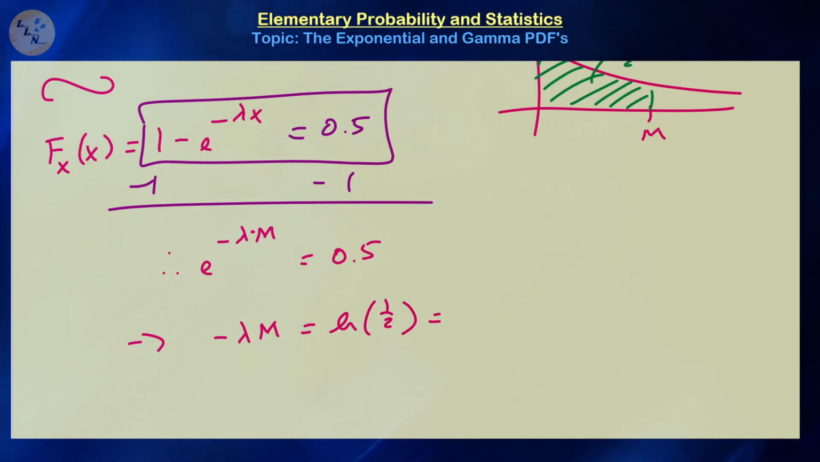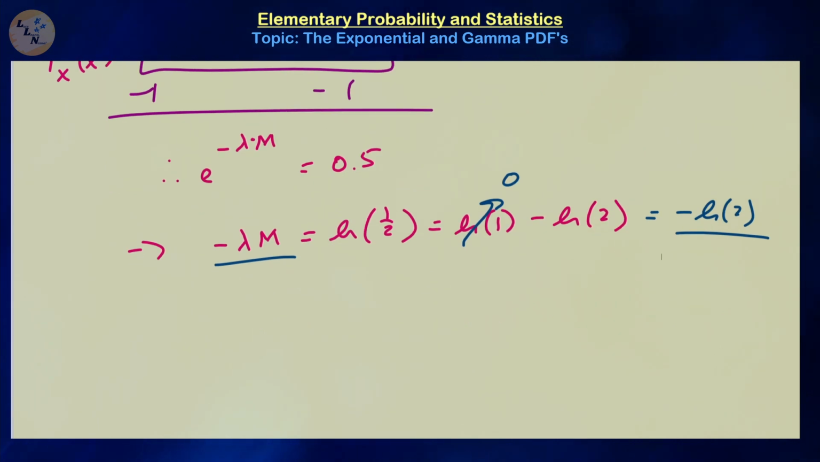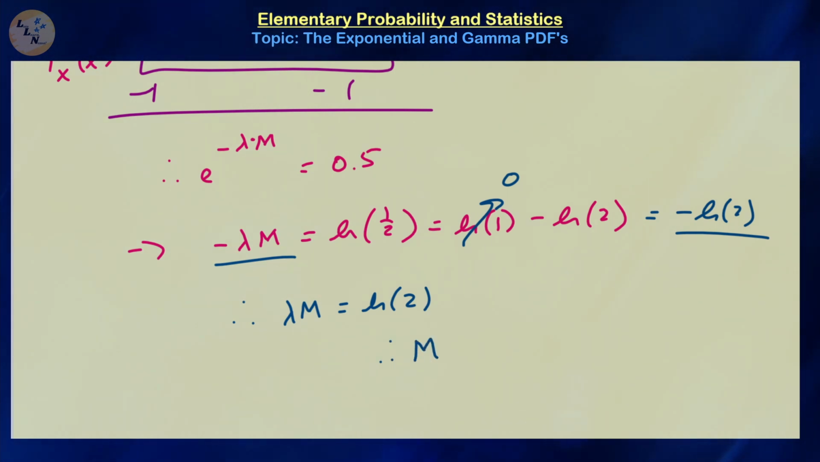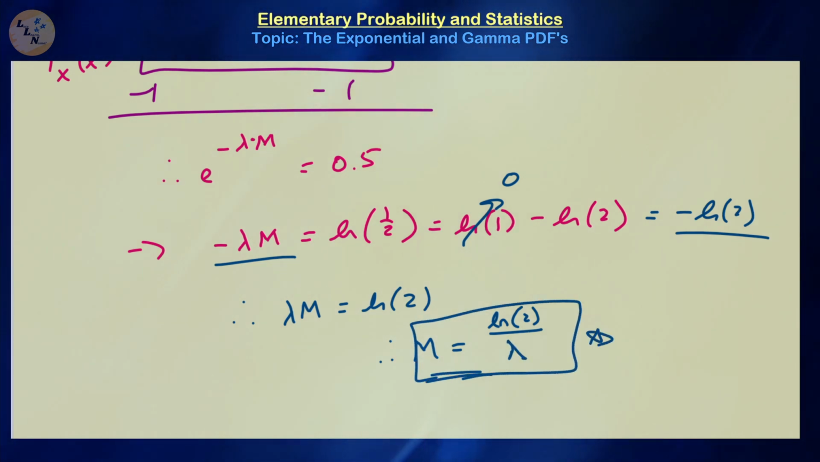And remember from our rules for natural logarithms, that's the same as natural log of 1 minus natural log of 2, and you should know that that is equal to 0, just leaving us with negative natural log of 2. So notice that both sides of this equation are going to have a negative sign. That means lambda times m must be equal to the natural log of 2. That means the median of an exponentially distributed random variable with parameter lambda is always equal to the natural log of 2 divided by the parameter lambda. Very cute formula for the median of an exponentially distributed random variable, which is pretty nice.